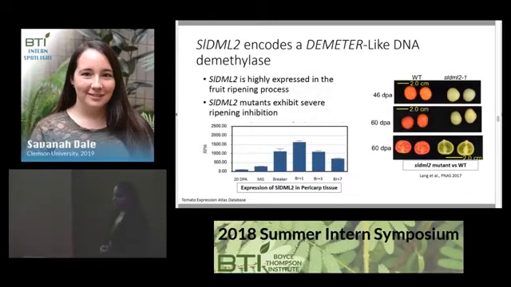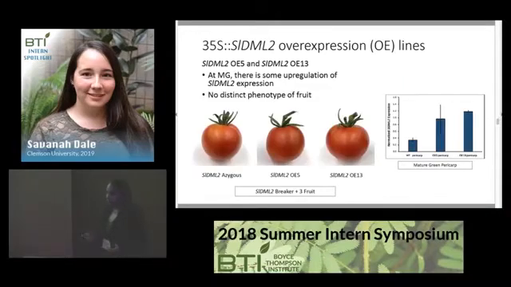So for the first part of my project, I was examining SlDML2 overexpression lines done with a 35S promoter. And previously, before I arrived this summer, 2 overexpression lines have successfully been created in my lab by my mentor, Dan Evanich. And those are overexpression 13 and overexpression 5. We know that these lines are successfully overexpressing SlDML2 because of analysis of tissue at different stages and in different tissues during the ripening process.